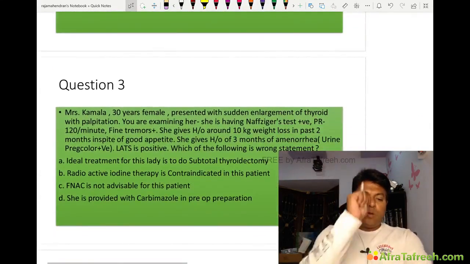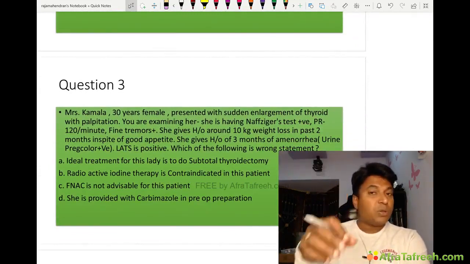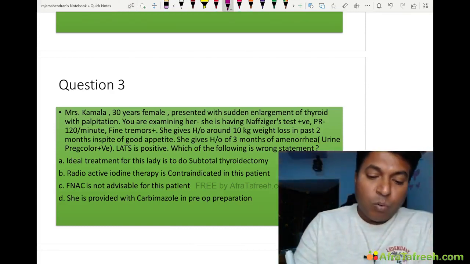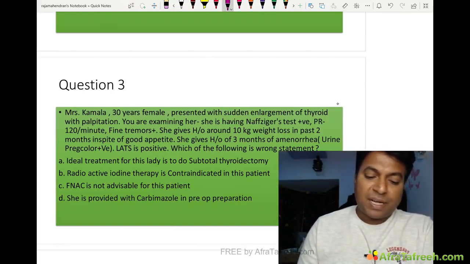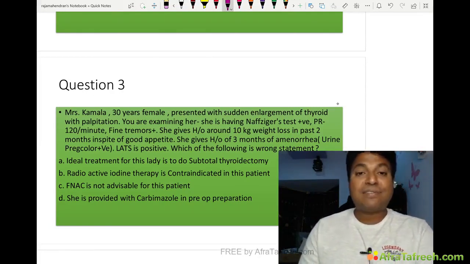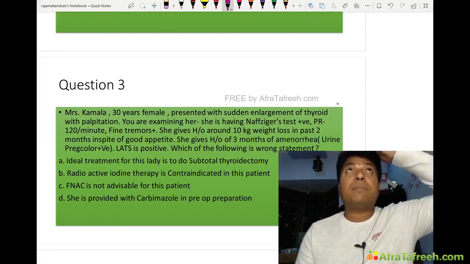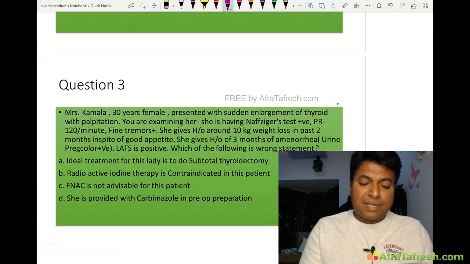So let us see how you are going to answer this question. Mrs. Kamala, 30 years female. These are the questions you are going to get in this National Board exam as per our prediction. You are going to get more and more clinical pattern questions like this only. Presented with sudden enlargement of thyroid with palpitation. She is having Nafziger's test positive, which means she is having exophthalmos. When you see from above, the eyeballs are protruding. Pulse rate 120.